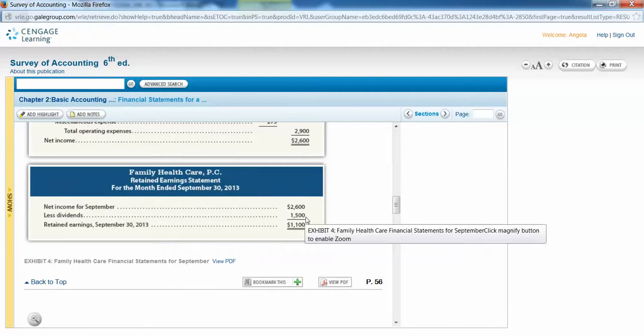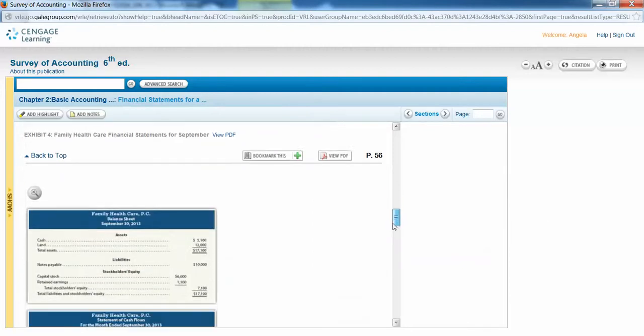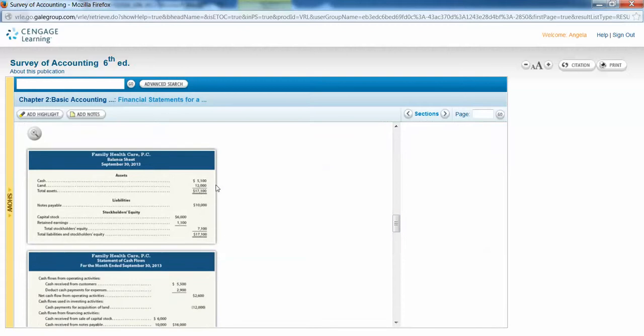Notice we're combining these two numbers to come down to a total. There's our grand total. On the balance sheet, we're going to have two double underlines, assets and liabilities and stockholders' equity. Remember, those two equal each other. They're both going to have double underlines because that's the end of that section.